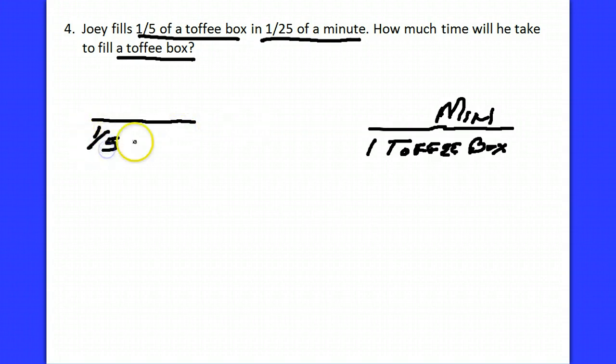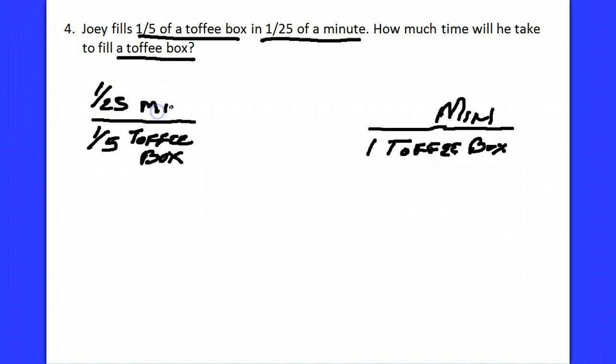And now that I know that, I can set up the information I'm given in its proper location. Toffee boxes have to go on the bottom. The units have to stay where they need to start, where they need to end up. So I'm just going to write 1/5 toffee box and 1/25 of a minute. That information is just given. So once I know where things go, it's relatively easy.